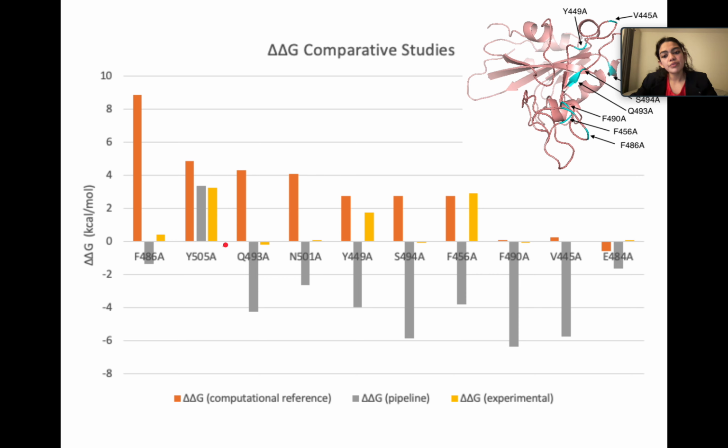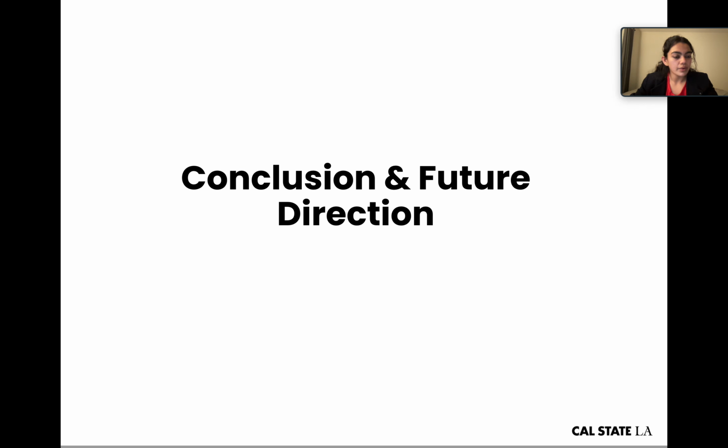We can see that there are a few locations where our DDG is a better estimation and others where it's not. So we've been working on optimizations to improve our pipeline and improve the accuracy. With that, I'm going to get into the conclusion.